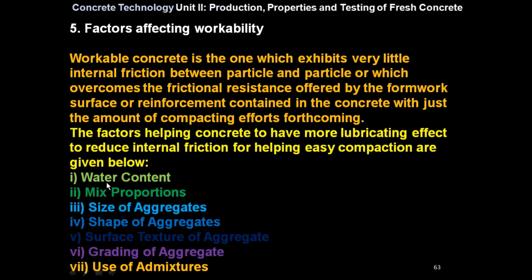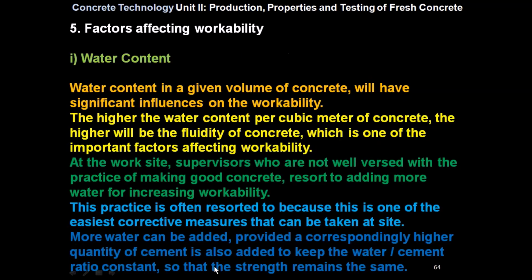First is the water content, second is the mix proportion, third is the size of the aggregate, fourth is the shape of the aggregate, fifth is the surface texture of aggregate, sixth is the grading of aggregate, and seventh is the use of admixtures. So first we will see the water content, the factor affecting the workability.